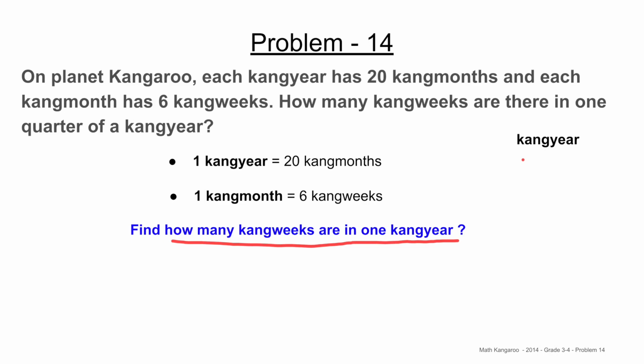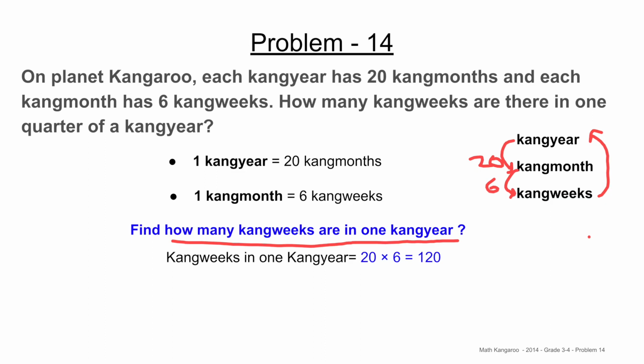We know 1 Kang year is equal to 20 Kang months. We know 1 Kang month is equal to 6 Kang weeks. Now we have to convert Kang weeks into Kang years. That means smaller unit to a bigger unit, and we multiply. So to determine Kang weeks in 1 Kang year, 20 times 6 gives us 120.